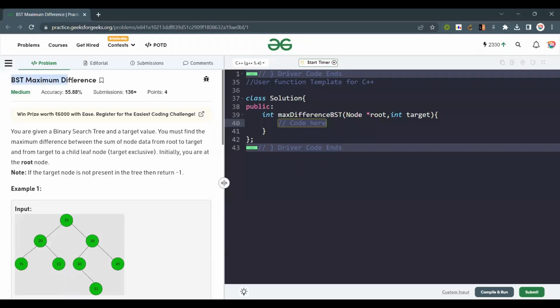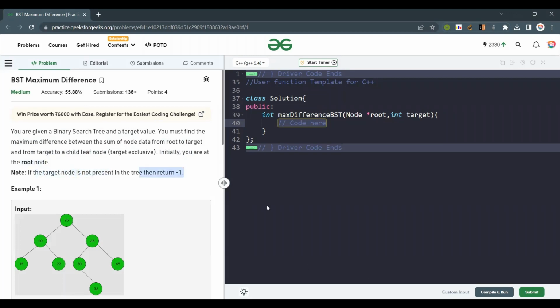Today we are going to solve the problem BST maximum difference. You are given a binary search tree and a target value. You must find the maximum difference between the sum of node data from root to target and from target to child leaf node. Initially you are at the root node. If the target node is not present, then return -1.